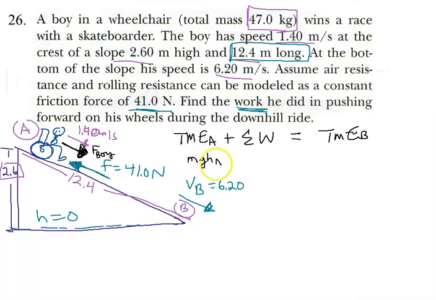Is he above sea level at A? Yes, we're going to have that term. Is he moving at point A? Yes, we're going to have that term. Okay, there's a normal force, but it's perpendicular to the motion. There is weight, and it is an external force because the Earth is not part of the system, but the work done by gravity is included in this MGH.